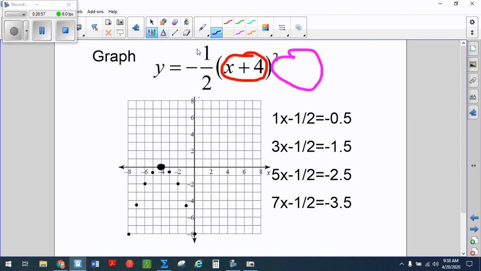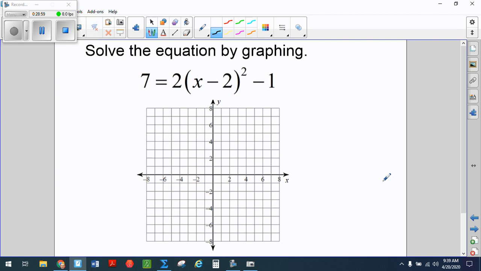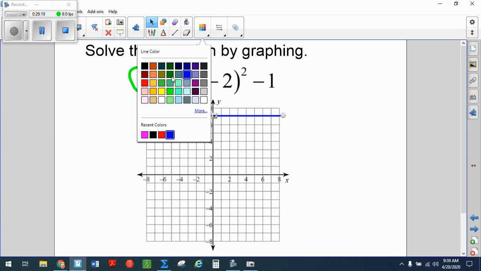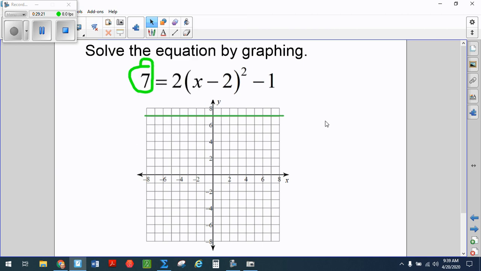The very last thing I wanted to show you, I know we're coming up on 30 minutes. There are problems on your homework that say to solve an equation. So here's what you do to solve an equation. I'm going to do this part in green. You take the number that's by itself and you make that a line. So y equals 7 is just a horizontal line. There's the 7, y equals 7.